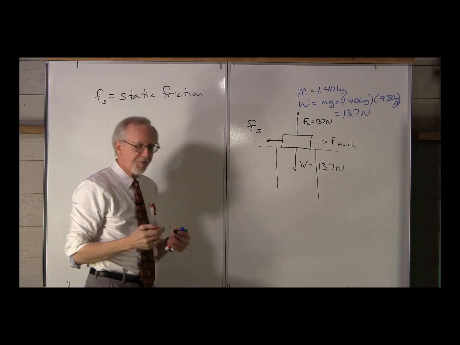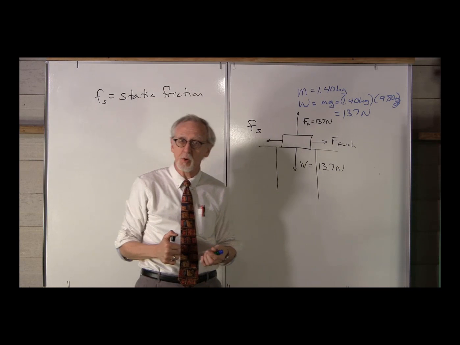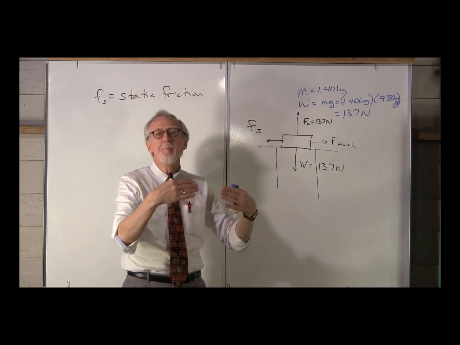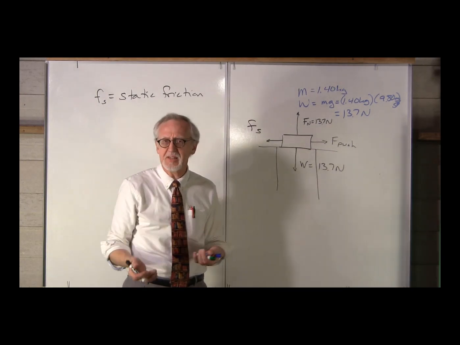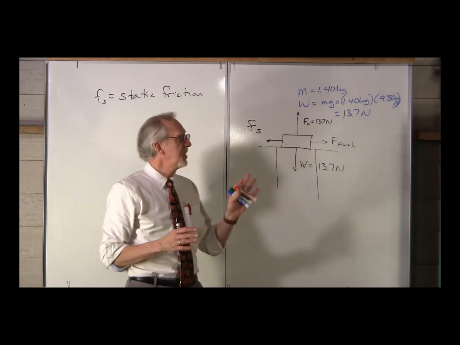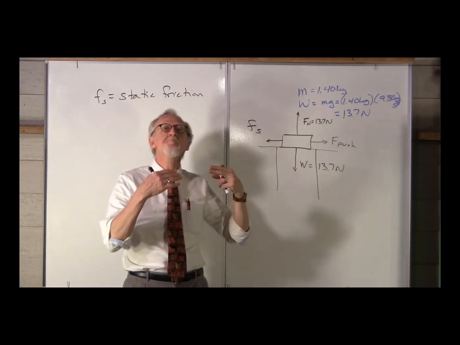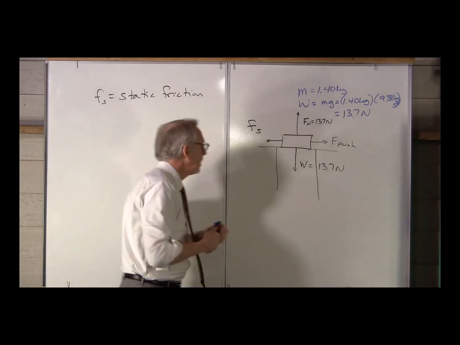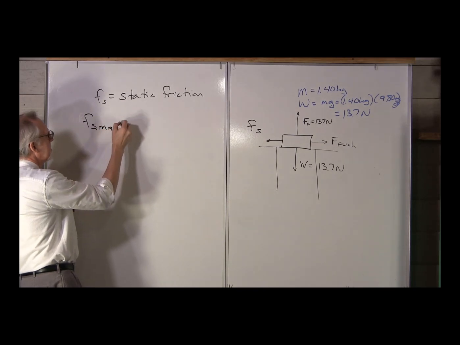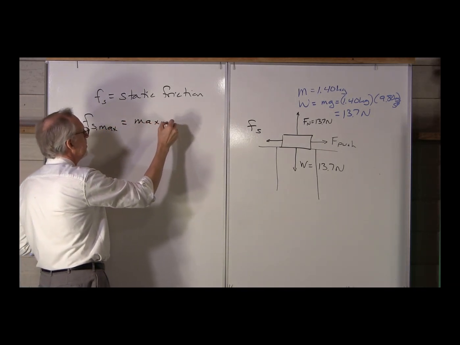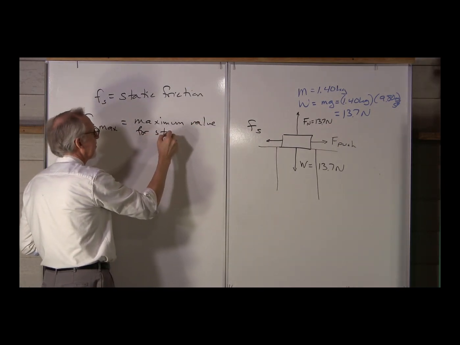What's the value of the static friction? The static friction will have whatever force it has to have in order to balance the pushing force, up until a maximum value. We can't keep pushing harder and harder and have the object stationary forever. Eventually, the object starts to slide. That means that the static frictional force has a maximum value. We will write that as F sub s max. This is the maximum value for static friction.